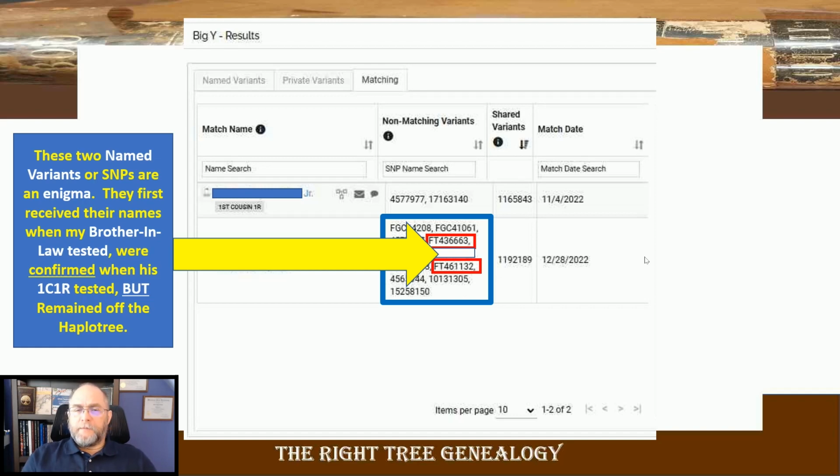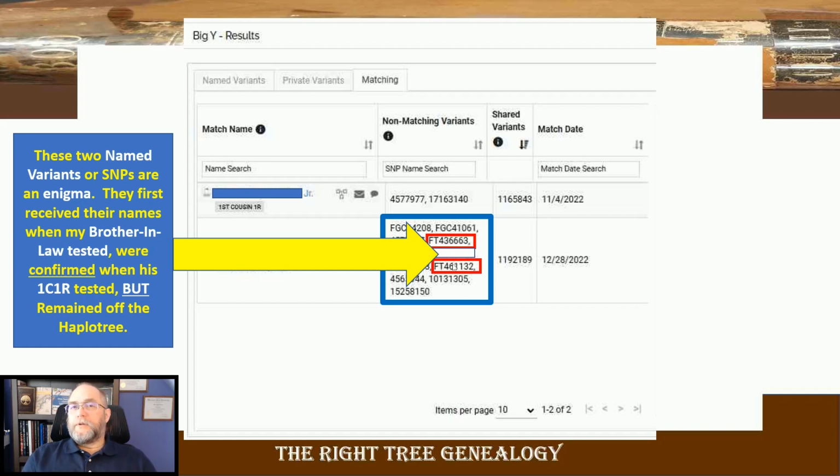They were named when my brother-in-law's kit was first completed. With that said, they showed up as the number, the location, and not the name. FTDNA names each one of them they find. They gave it the name when it was first found. They only show it once there is more than one person with that variant. But that's the big but here.